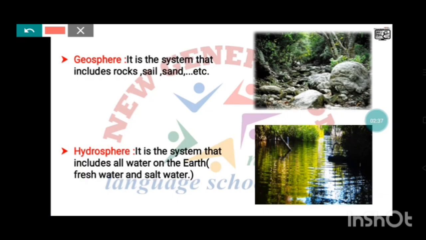Number four, hydrosphere. Hydro means water. Hydrosphere is a system that includes all water on the Earth.